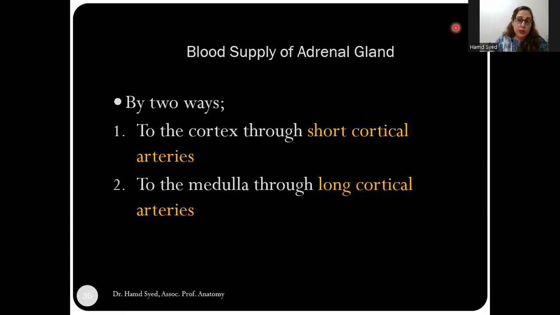Now let's talk about the blood supply of the adrenal gland. The blood supply of the adrenal gland is by two ways. One is to the cortex through the short cortical arteries, and number two, to the medulla through the long cortical arteries. So these are two sets of arteries which are supplying the adrenal gland, the short cortical arteries and the long cortical arteries.